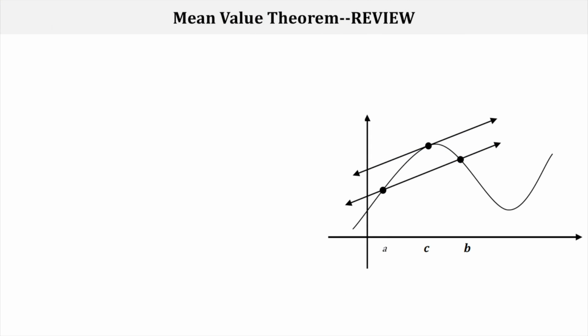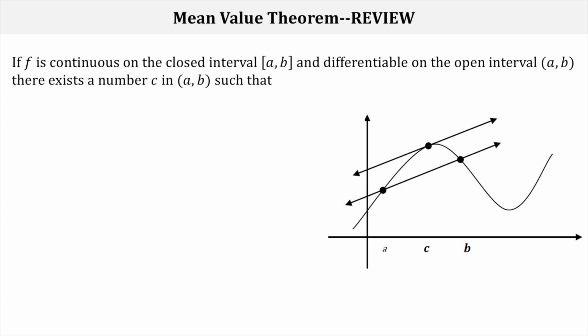First, a review of the mean value theorem. The mean value theorem said that if f is continuous on a closed interval [a, b] and differentiable on the open interval (a, b), then there exists a number c in (a, b) such that f prime of c equals f of b minus f of a all over b minus a. Oh, so many words, so many letters.